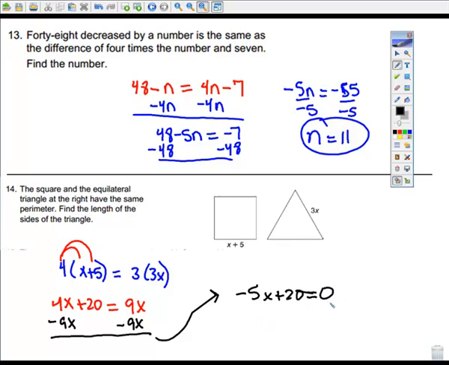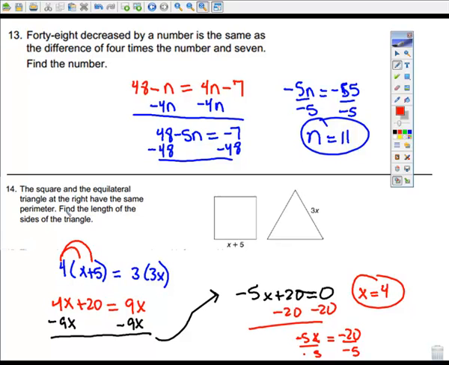Don't think that 0 means that there's no solution. 0 is a legitimate number. So now I'll subtract 20 from both sides. I get negative 5x equals 0 minus 20 is negative 20. So if I divide by negative 5, x equals 4. But that's not everything they're asking for.